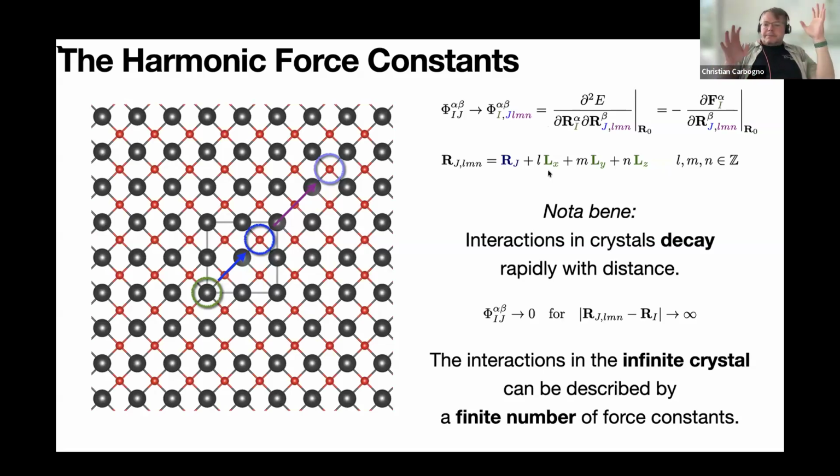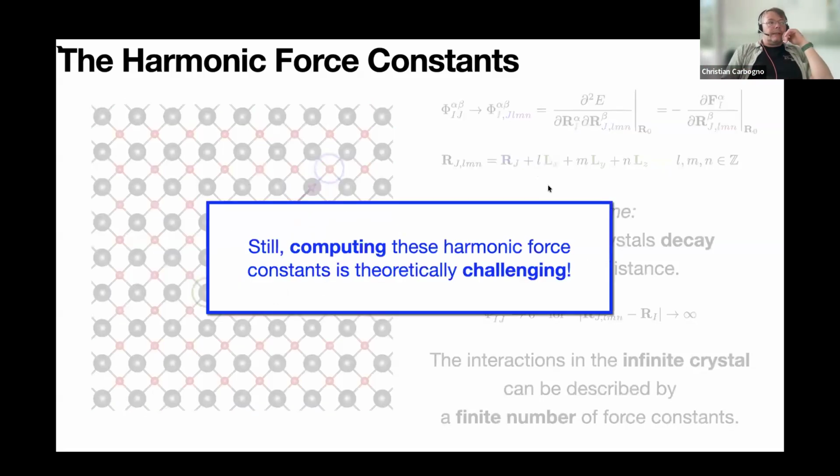So far we have stuck to very fundamental mathematical properties of this Hessian. Now let's try to go a little bit deeper. We now really want to compute these harmonic force constants. And this is quite challenging. And why? Again, we have to look a little at what happens in quantum mechanics.